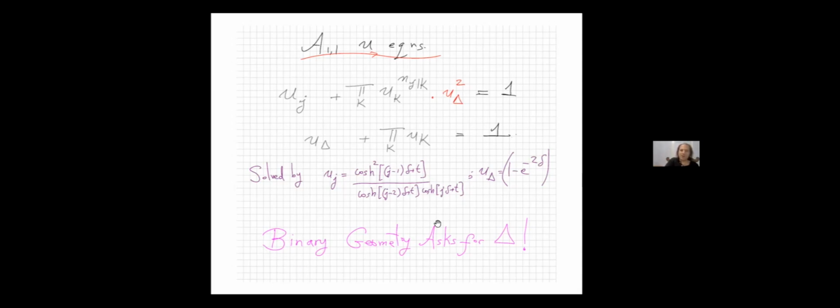And it's quite beautiful that this binary geometry also asks for delta. We've seen that a number of times already. We saw that we needed the delta because there's that missing piece of the fan. We saw that we need the delta, otherwise the polytope doesn't close. Now we see that we need the delta because otherwise we don't get binary equations.